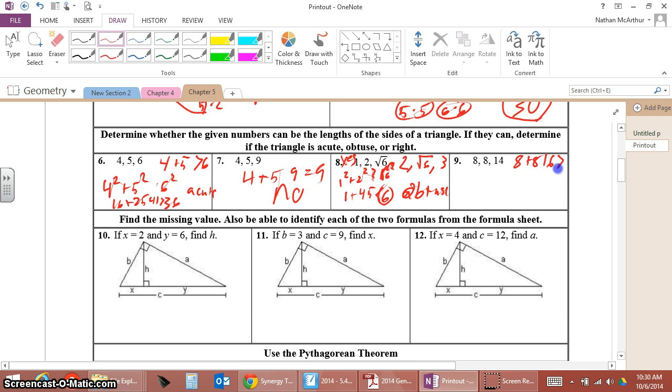Now we look here and we say 8 plus 8 is 16, I believe. And 16 is bigger than 14. That means it's a triangle. Jolly good. Now I do 8 squared is 64.